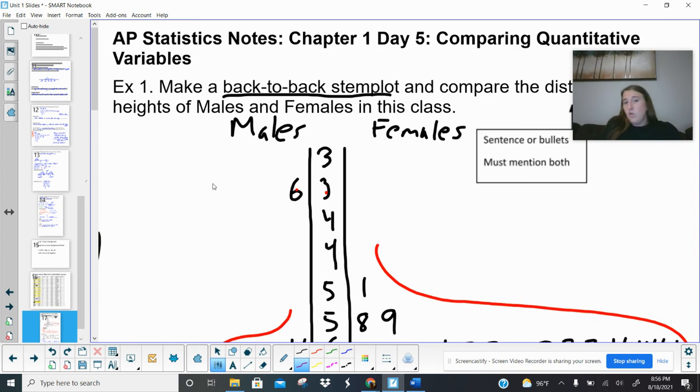So on your guys' homework, it is just practicing with these back-to-back stem plots, and that's it. If you have anything else you need to get caught up on, though, if you're missing any other assignments that you still need to submit, you guys can take the rest of the time to do that.